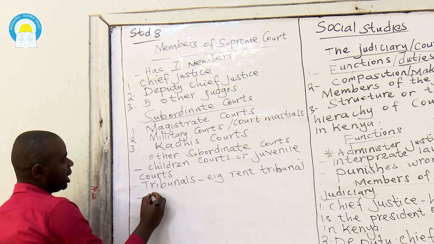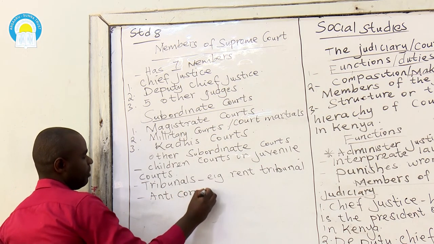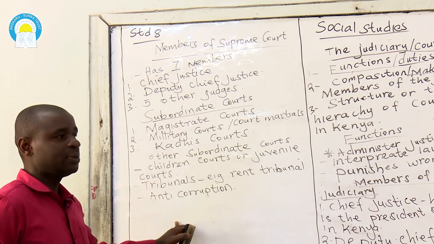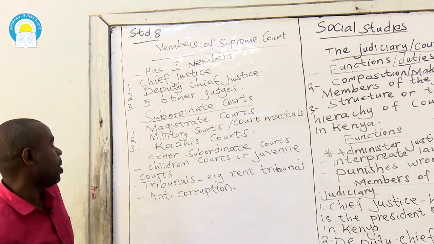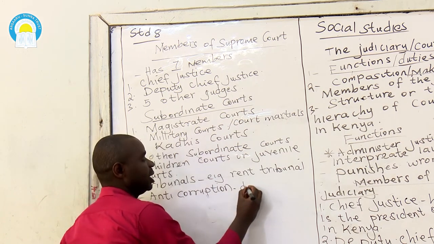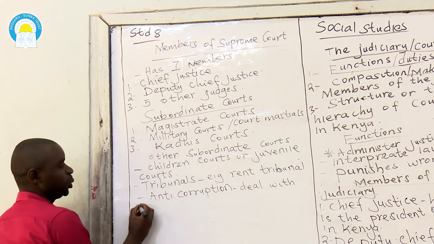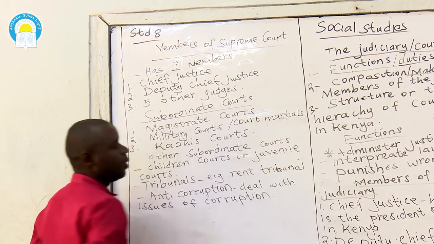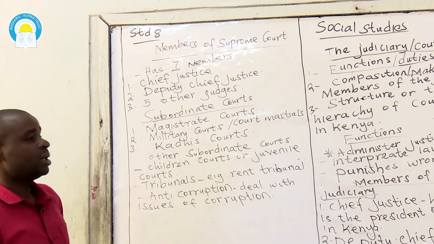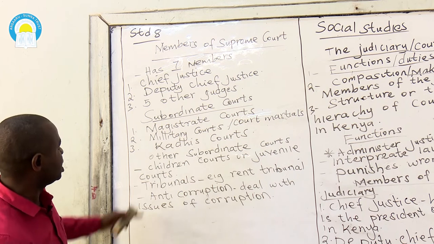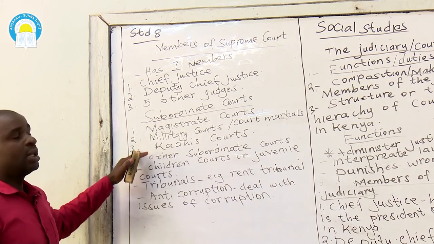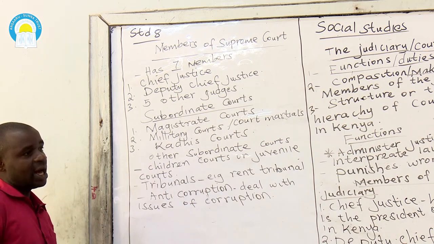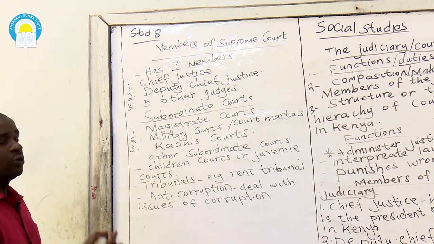Now, we also have the anti-corruption courts. You can see Kenya, among the challenges that we are facing today is the issue of corruption. So that is why we have a specific court which is meant to tackle corruption issues in the country. So we have the corruption court, which mainly deals with issues of corruption. That is to make sure that those people who are found engaging in corrupt activities are arrested and taken to court. These tribunals cannot punish. They are only there to assist. They are only there to make sure that the people who have done mistakes are taken to court, but they cannot punish you. So they have no authority to punish you.